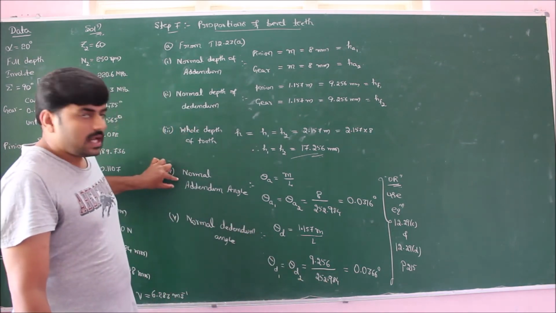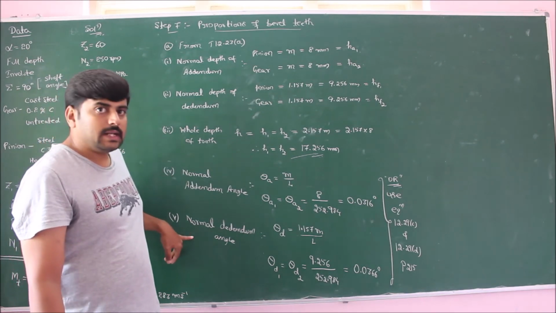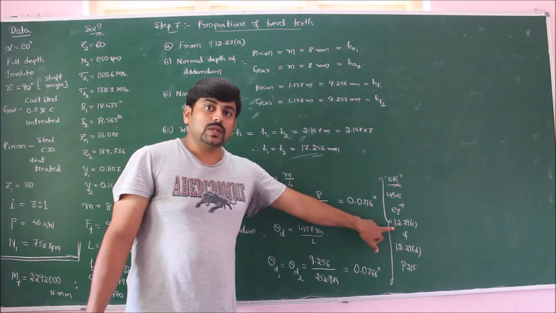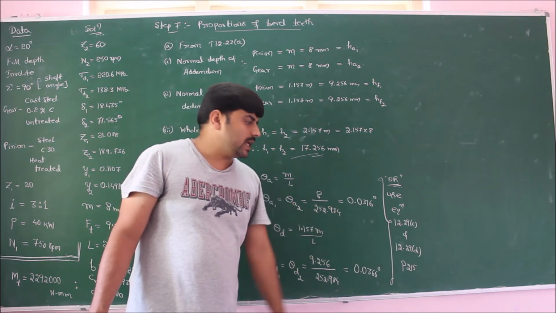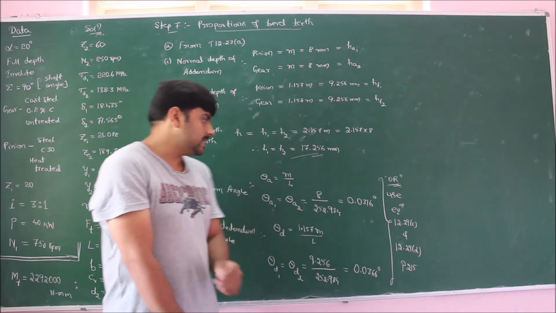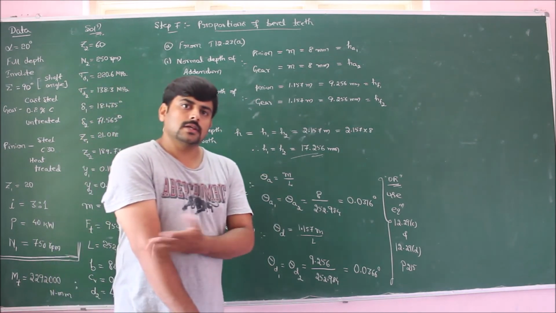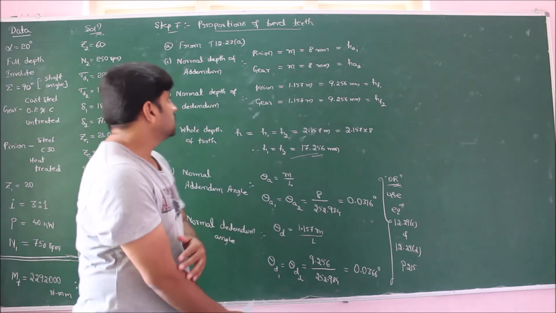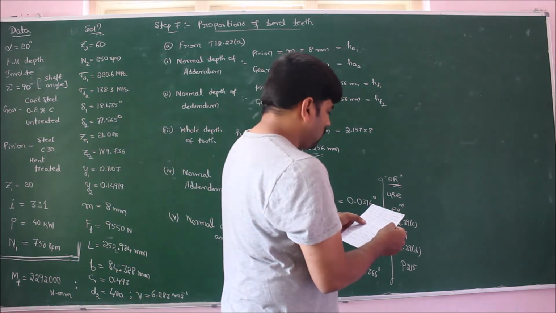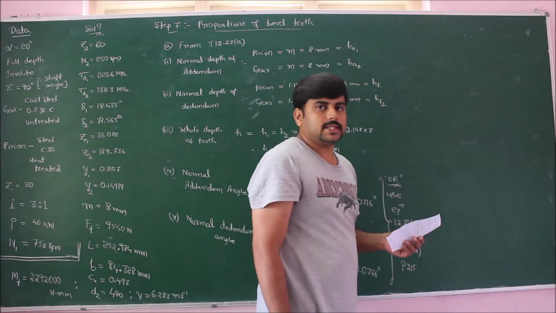For this normal addendum angle and for normal dedendum angle, you can also use equations 12.29c and 12.29d present on page number 215 of our design data handbook. You will get the same answer. You can verify it. Next, in B, we should solve for equations 12.30a and b.